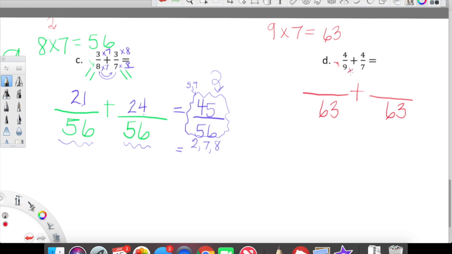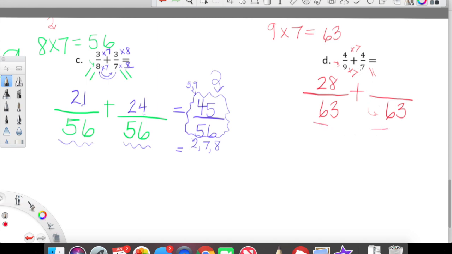Well, 9 was multiplied by 7 to form a 63. You guys know whatever's going on downstairs has to go on upstairs, or else things are going to get weird. 4 times 7, 28. So 28/63 is equivalent to 4/9.